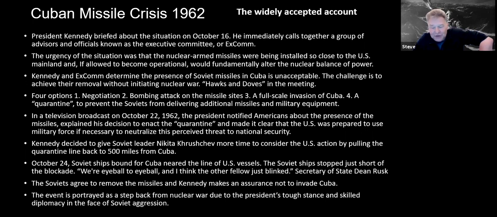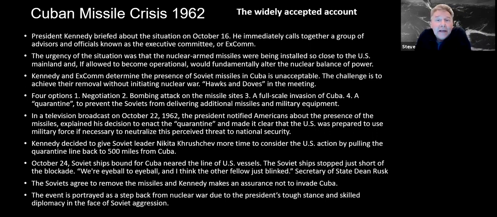For the Americans, they said the urgency was the fact that nuclear-armed Cuban missiles were being installed just 90 miles from the American mainland, and they were capable of reaching targets in eastern USA. And they said that if they became operational, the missiles would fundamentally alter the complexion of the nuclear rivalry between the US and the Soviet Union.